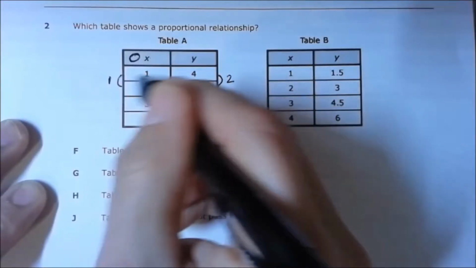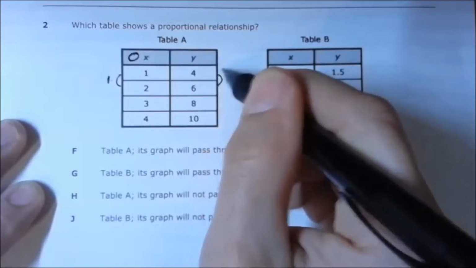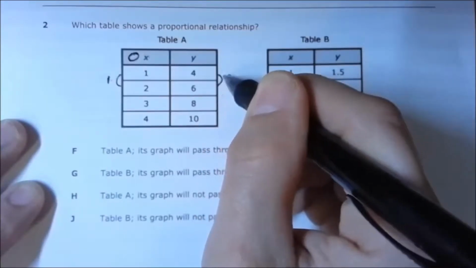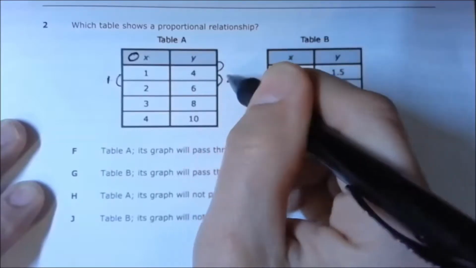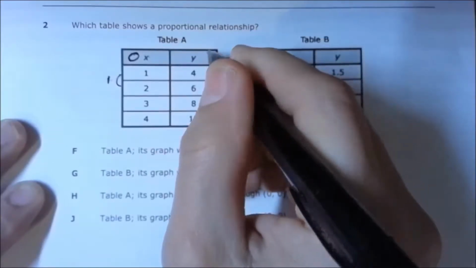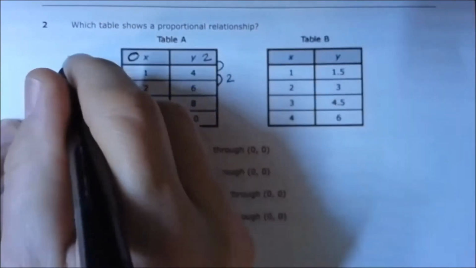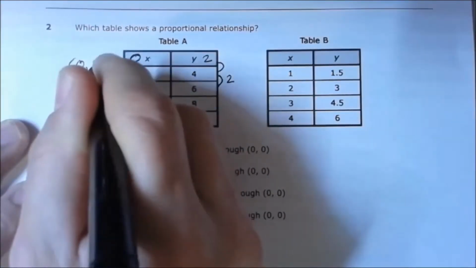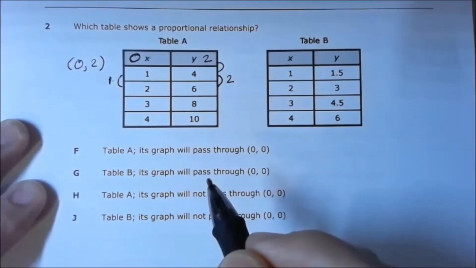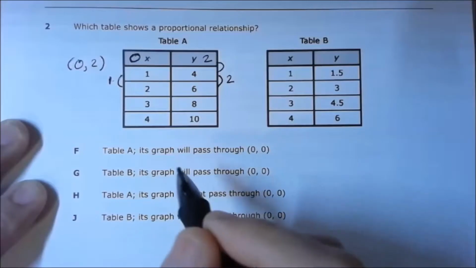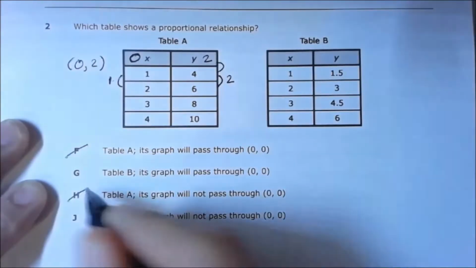So they said, okay, 1 minus 1 gives me 0. And I'm going to go back 2, because right here we went up 2 units. We're going to go back 2 units. So if I go back 2 units, that's 4 minus 2, and that's going to give me 2. So in other words, the y-intercept for this graph is (0, 2). That tells me that it is not proportional. So we can look at it and say, okay, A is not an option because it's not proportional. So we can just go ahead and mark off F and mark off H.